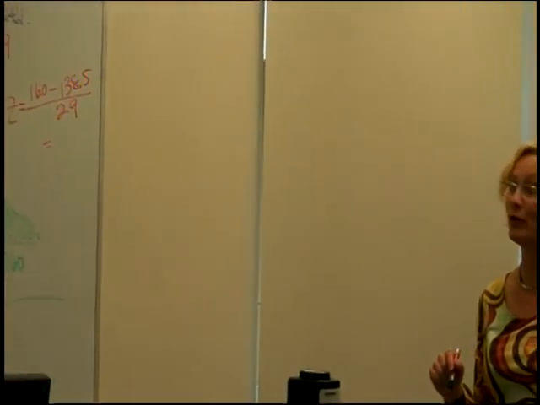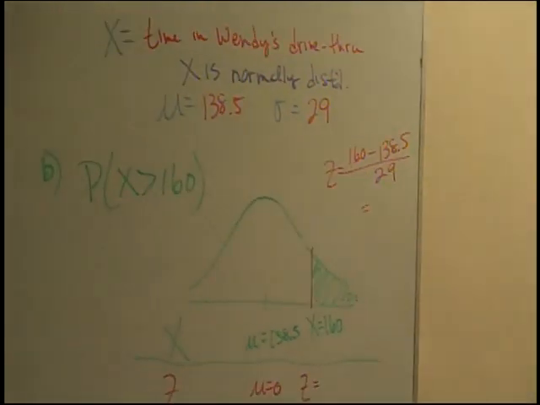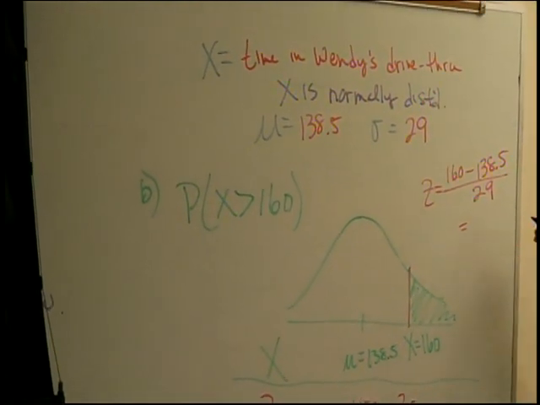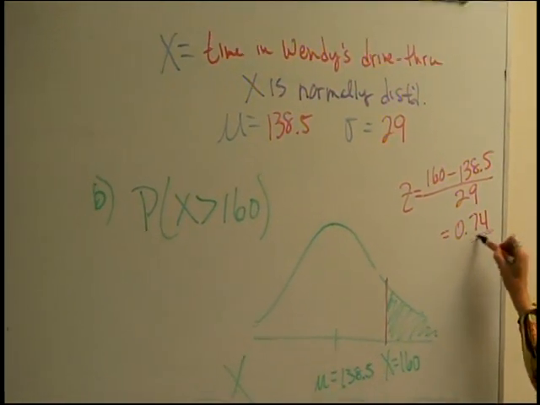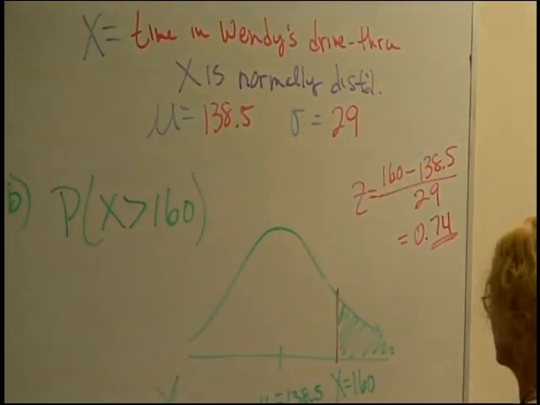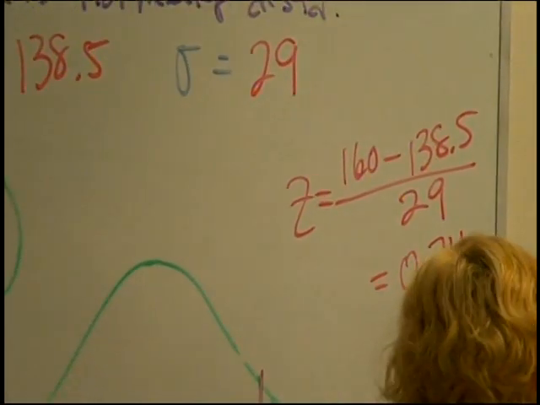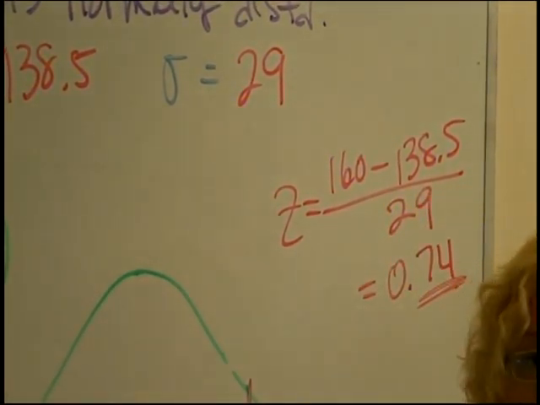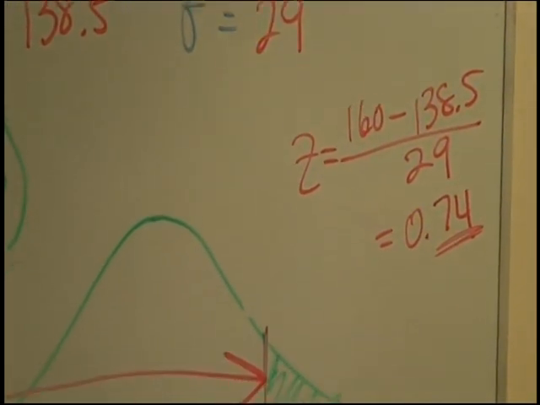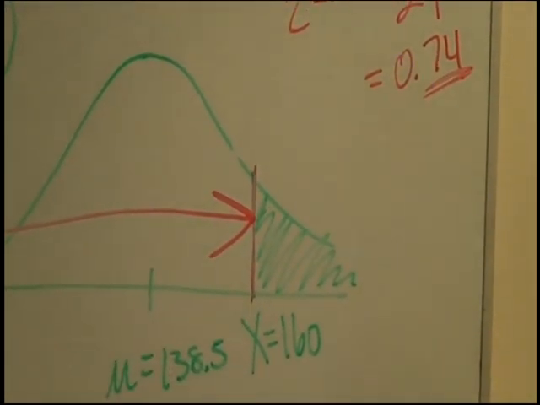What do we get? The z, yeah. 0.74. 0.74? Thank you. Everyone agree? So when we look up the 0.74, it's going to give us the area to the left, which is, everybody got it?